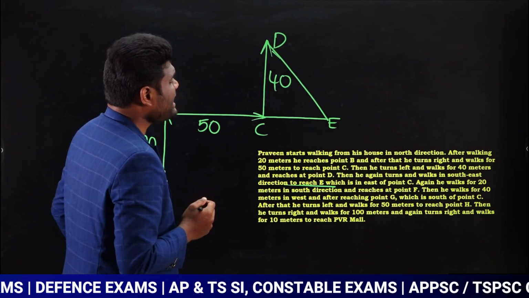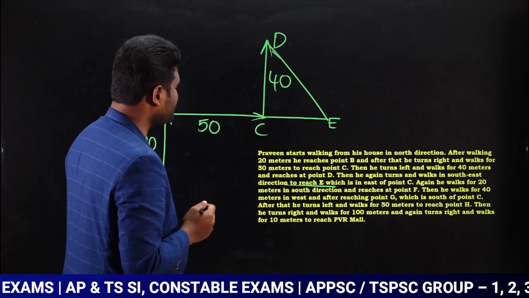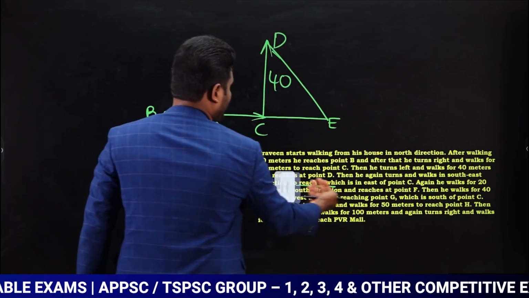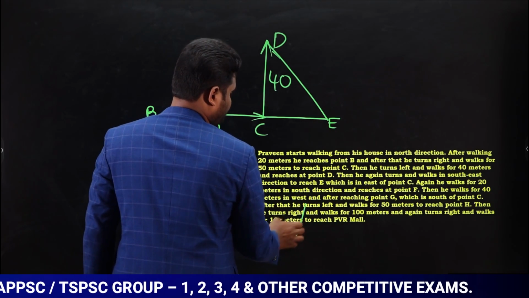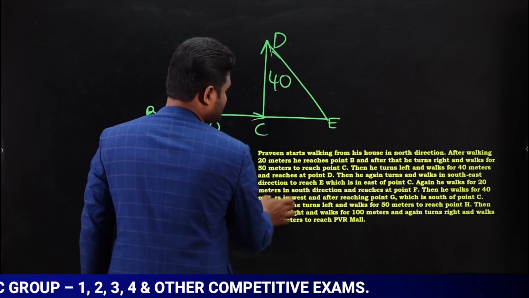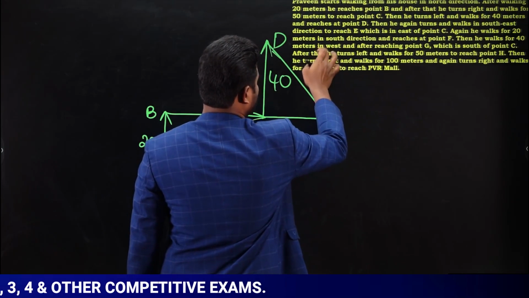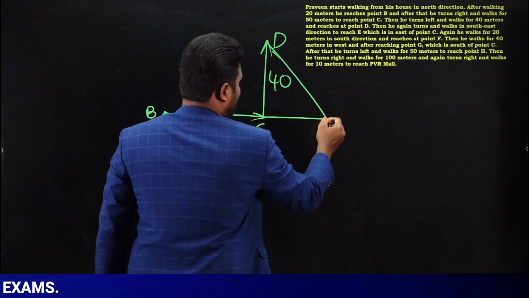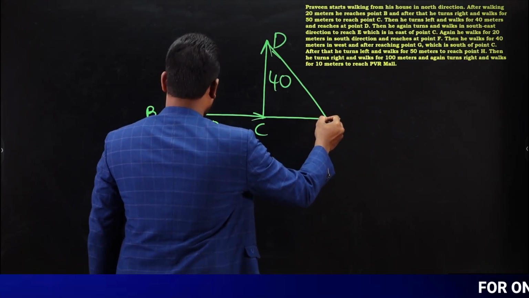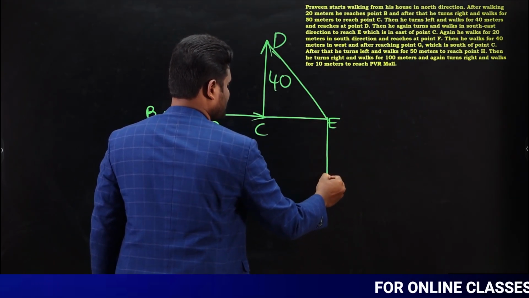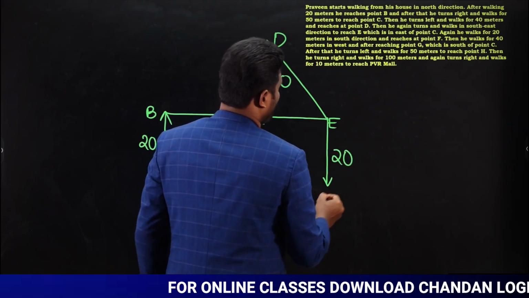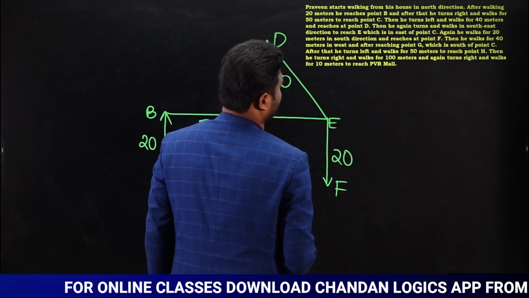Next, again he walks for 20 meters in the south direction and reaches point F. Now he is going to move towards south, and how many meters towards south? He is going to move 20 meters towards south and reach point F.